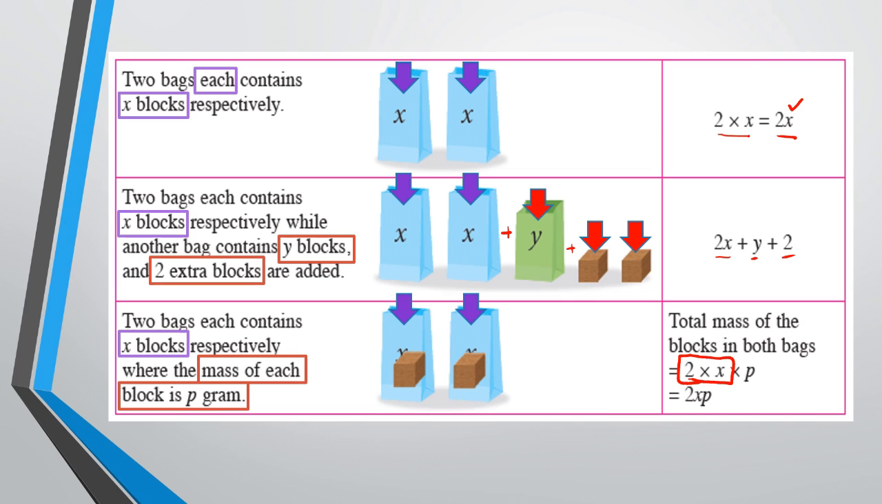So we're going to multiply with p grams, and we make it 2Xp, right? We make it 2Xp. We're not going to give it as 2 multiplied by X multiplied by p. Alright, so this one will be the final expression to describe the situation.